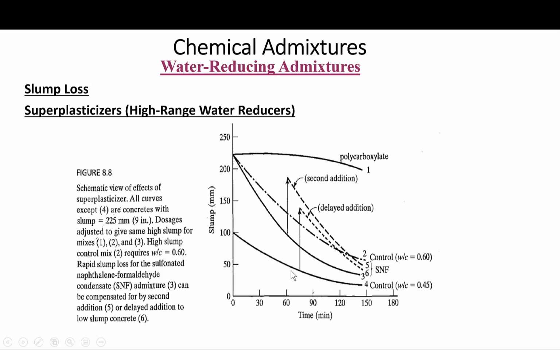Look at curve number 4 here, where instead of a second addition, we delayed the addition. As I mentioned earlier, we could delay the addition rather than having a second dose. And you can see also how that reduced the slump loss. So there are things that you can do: the delayed addition, the second addition, or incremental additions, just to make sure we maintain the slump sufficient for placement and handling.